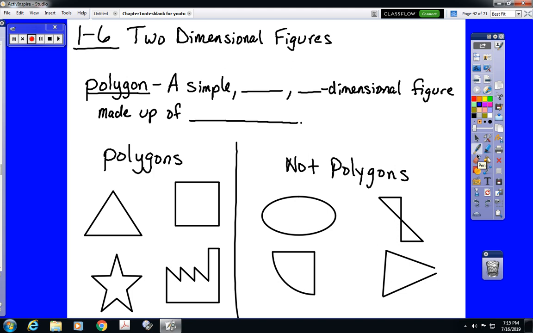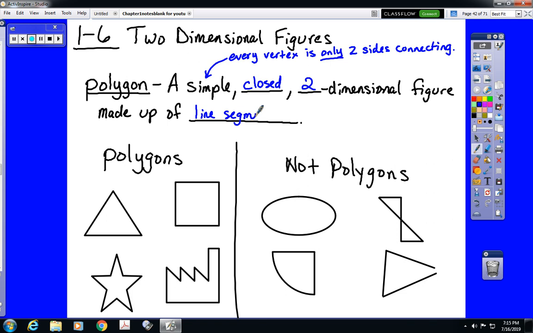Starts with a vocabulary word, polygon. A polygon is a simple, meaning that every vertex is only connecting 2 sides. We'll discuss that a little bit more here in a minute. A simple, closed, two-dimensional figure made up entirely of line segments. So we're saying no curved sides.